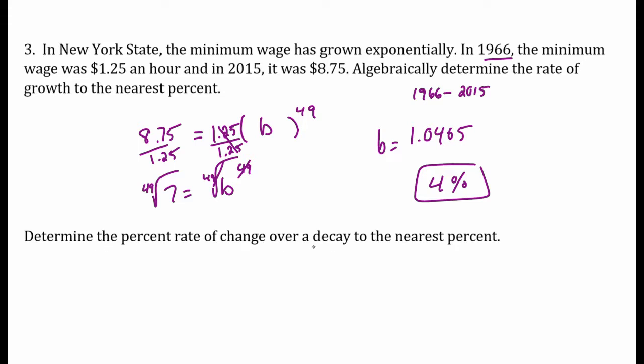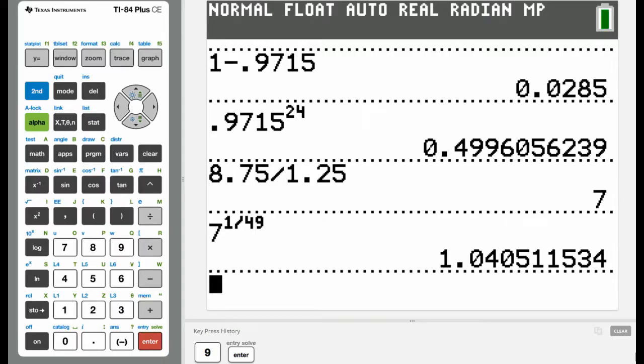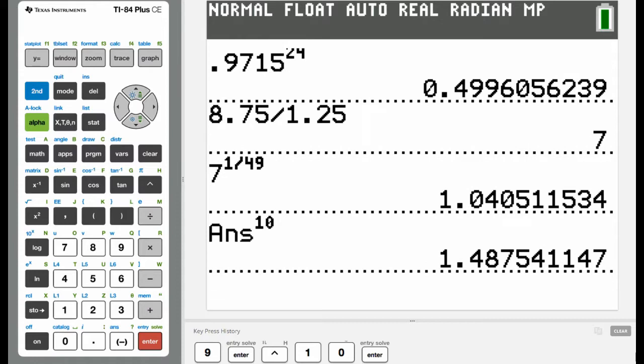Determine the percent rate of change over a decade to the nearest percent. So I don't want to know it every year. I want to know every 10 years how it is going to change. So I need to go from yearly to decades. So it's this number every year. It's 4.05% every year. Well, a decade is going to be 10 years. I want to know what that base is every 10 years. So if I take that number and raise it to the 10th, that should give me the rate of change for every decade. So that answer to the 10th. After 10 years, this is what I get.